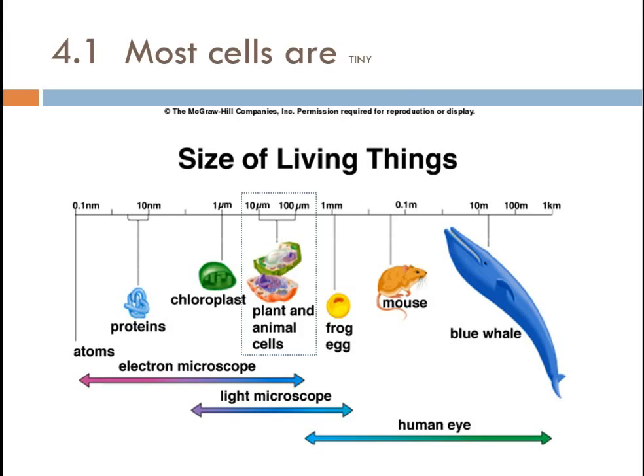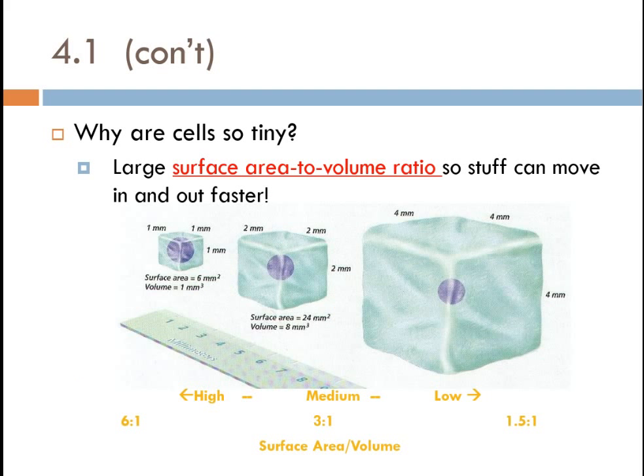If they were really big, we would have issues getting waste out of the cell and good stuff into the cell. So it turns out that the larger the surface to volume ratio, the faster you can move stuff out of the cell, and the faster you can move stuff into a cell, like water and sugar and hormones that you might need. Whereas if it was really big, we'd have a problem with this.